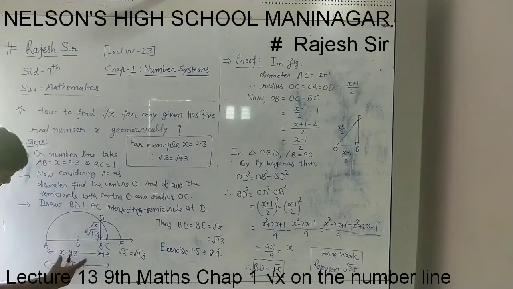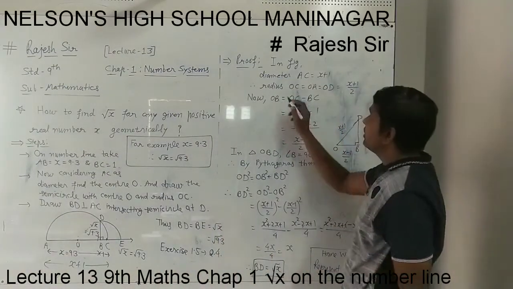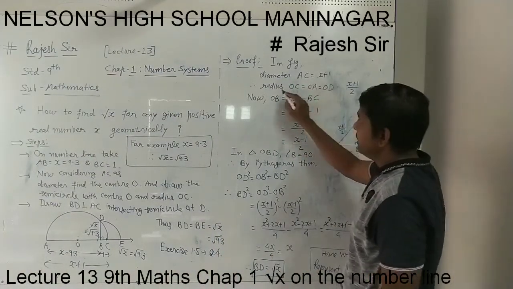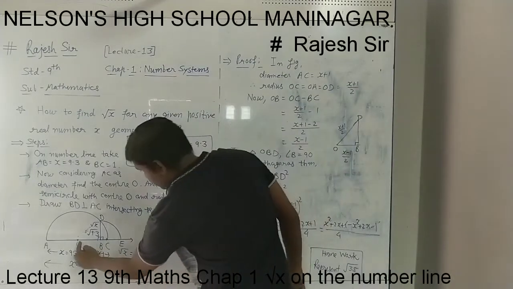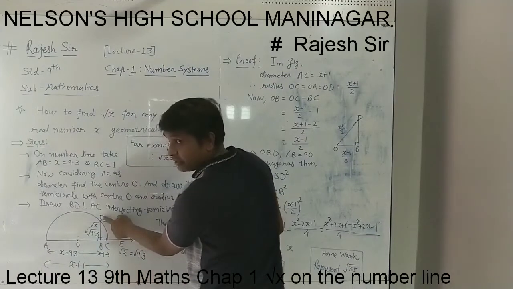From A to B is x and from B to C is 1. So total A to C will be x plus 1. So the diameter AC equals x plus 1. Therefore, if the diameter is x plus 1, O to C is a radius, O to A is a radius, and O to D is also a radius.